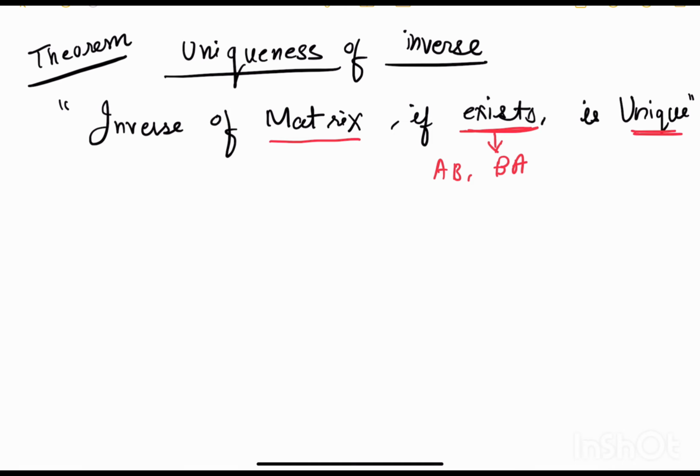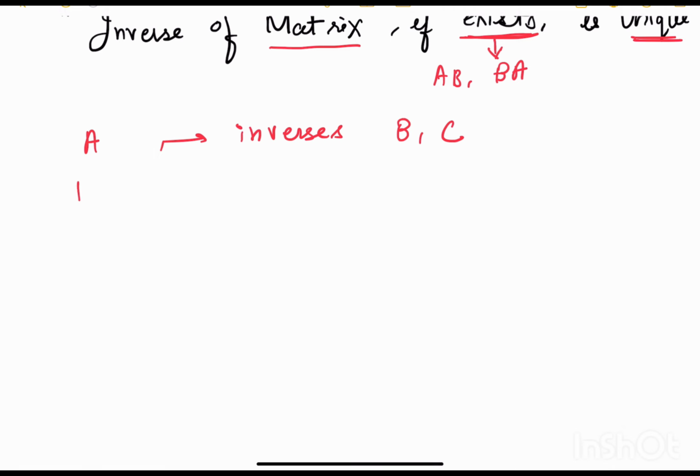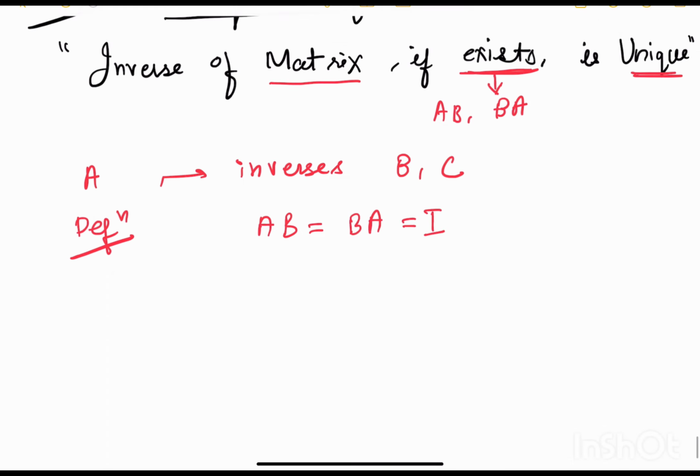Okay. So for this, let me assume that I have a matrix A. Now this matrix A has two inverses. Okay. It has inverses B and C. Now what does this mean as per definition? What does this mean as per my definition? That AB must be equal to BA, that too equal to identity, because this is what my definition is.